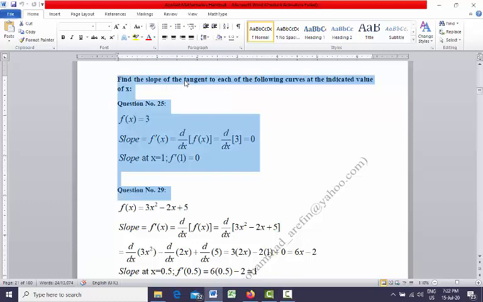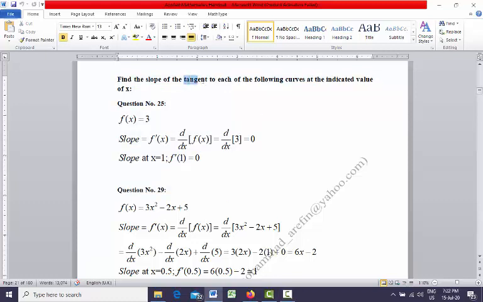The word tangent means when one curve touches another curve. The curve that touches another curve is called the tangent, and the point where the tangent touches the curve is called the point of tangency. That means the question is asking us to find the slope of the tangent to each of the following curves.